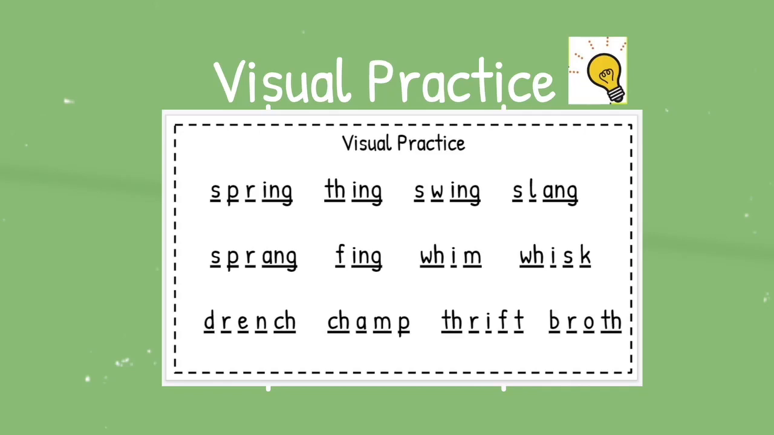Now that we have gone through and we have decoded each of those sounds, let's blend them together and read them with fluency. Again, if you're not quite ready to read all these words by yourself, pause the video and try it until you feel ready to move on. Spring, thing, swing, slang. Spring, thing, whim, whisk. Drench, champ, thrift, broth. Nice work, friends.